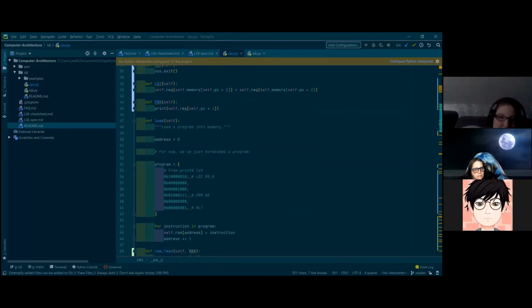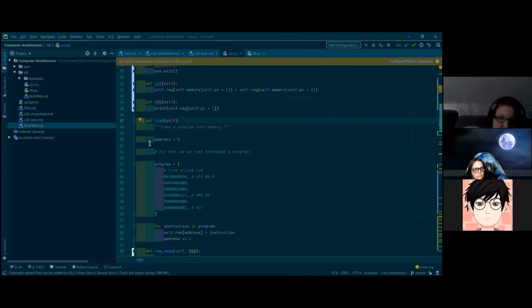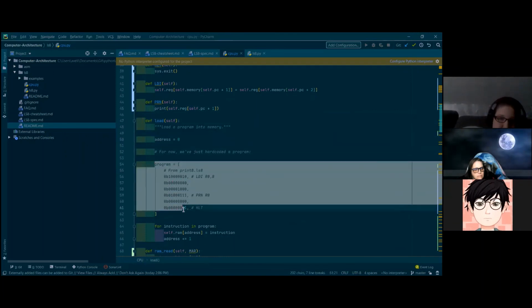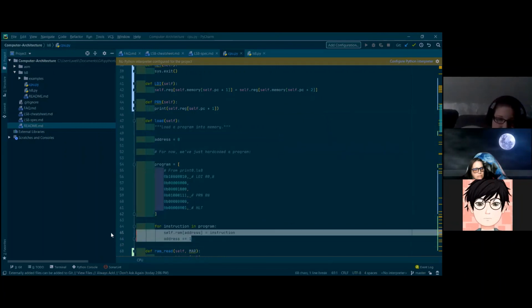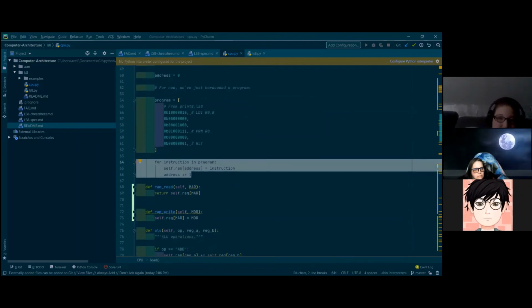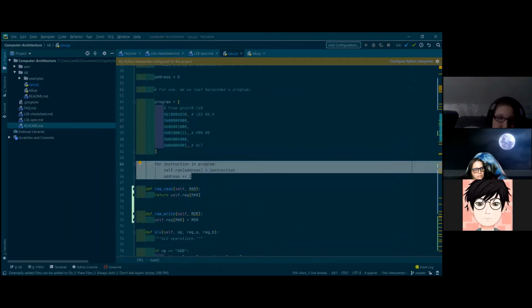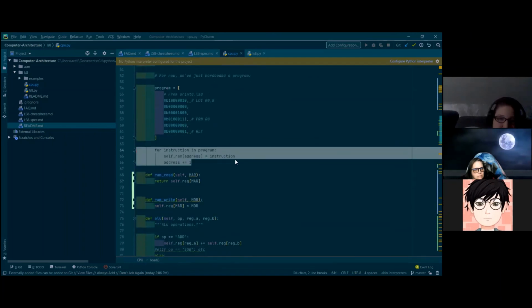And that program, again, is down in here where it has the load a program into memory. You don't know what the address is. The program is hard-coded. And for the instruction, this all comes with it. The only thing that we have to do is create a read and a write.